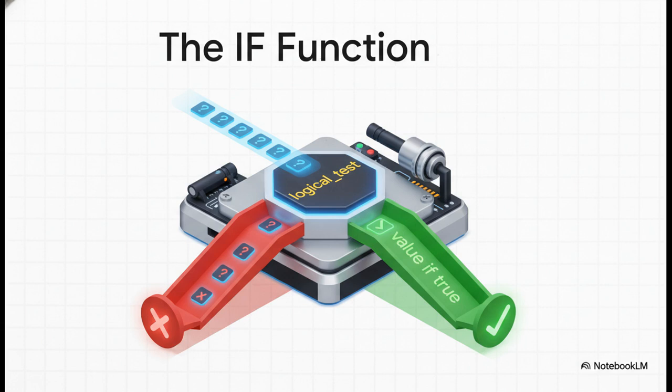The function has 3 parts. First up, the logical test. This is just the question you're asking. Is the value in this cell greater than 100? That's your test. Second, you have the value if true. This tells the function what to do if the answer to your question is yes. And third, you have the value if false, which is, you guessed it, what to do if the answer is no. You're basically creating a sentence. If this thing is true, then do this, otherwise do that. It's a simple fork in the road, but oh man, is it powerful.